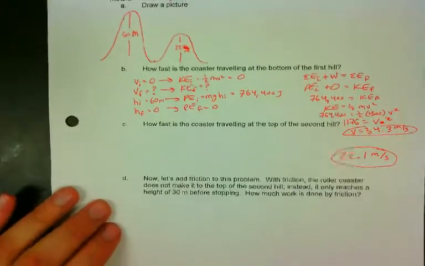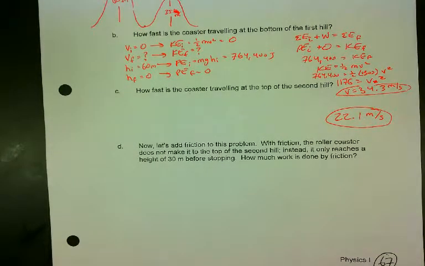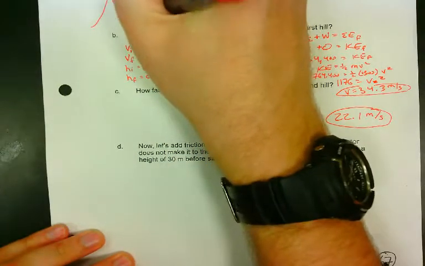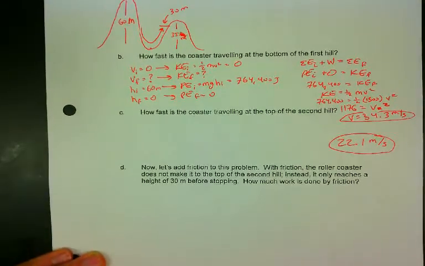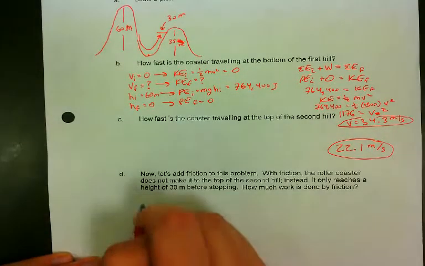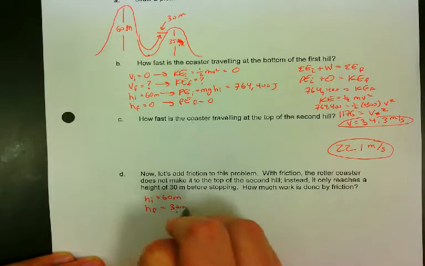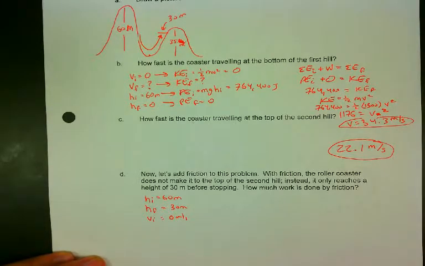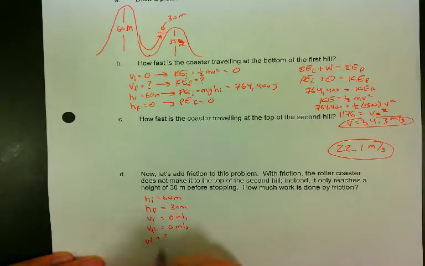And very briefly here, I just want to make sure to go over part D, because we did this in the lab, but other than that, we haven't done much with this, which is what happens when there is friction. So this is saying, let's add friction to the problem. With friction, the roller coaster only makes it up to 30 meters here. So it ends right there. Okay. So this time when I do my knowns and unknowns, I'm still starting at 60 meters, but I'm ending at 30 meters. I started from rest, but if I run out of speed and don't go up any higher, that means I'm also ending at rest. And my goal is to find work.